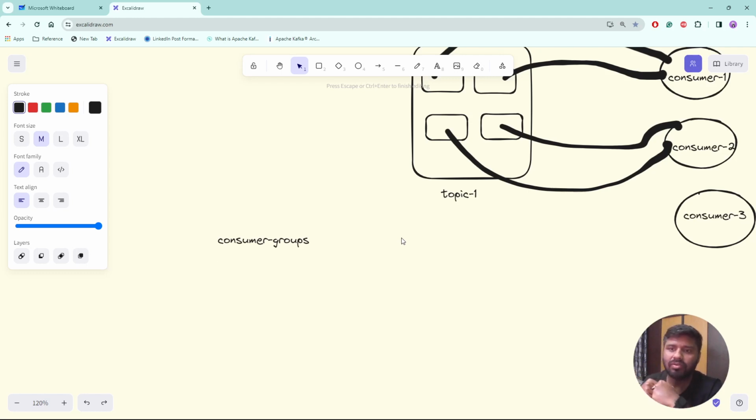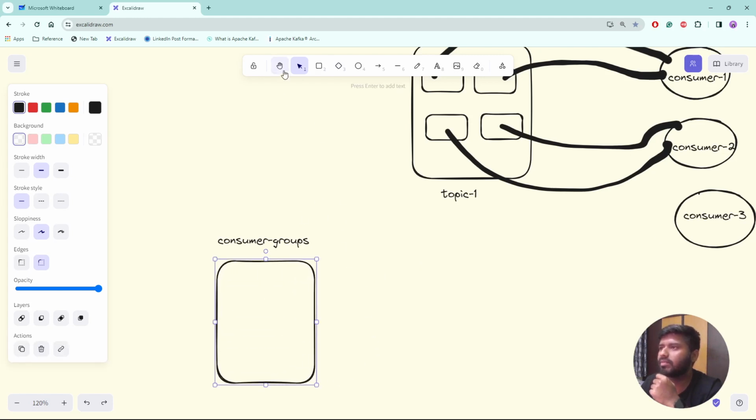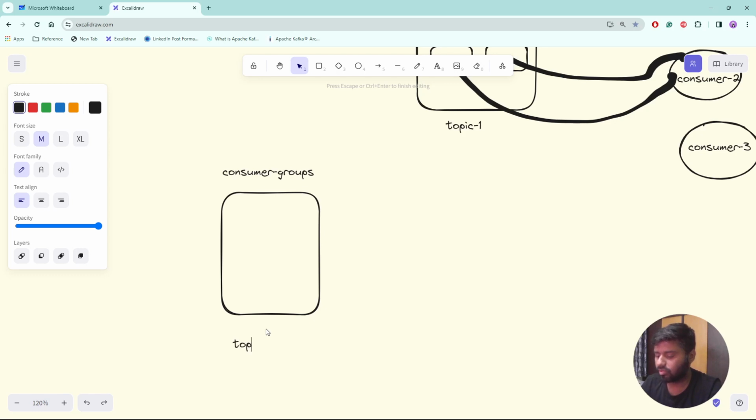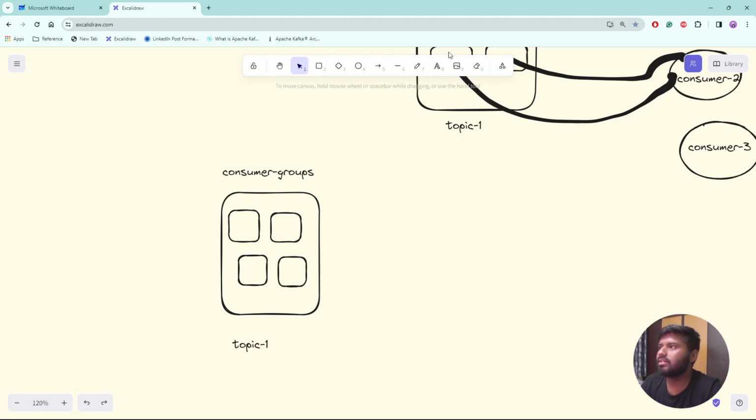Now, in consumer groups, what is the basic modification that has been made so that this problem can be resolved? If I extend this Kafka topic, my topic name is topic 1. And again, if I draw the same partitions, let's say I have a total of 4 partitions for the time being.